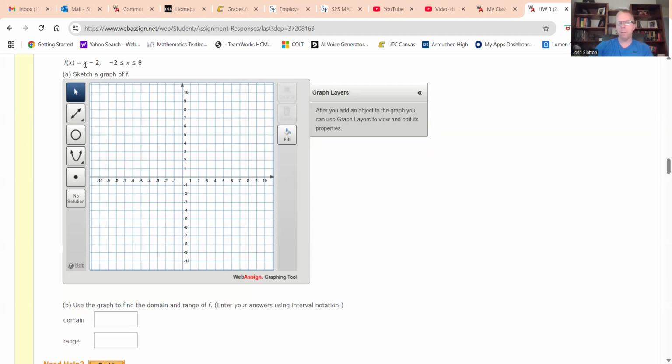So we have a linear function here. f of x is x minus 2, and then the domain is -2 to 8. Now, that part is important because that tells us that we're dealing with a line segment instead of a continuous line where it was for the whole domain of all real numbers. So linear function, we're going to click the straight line here.